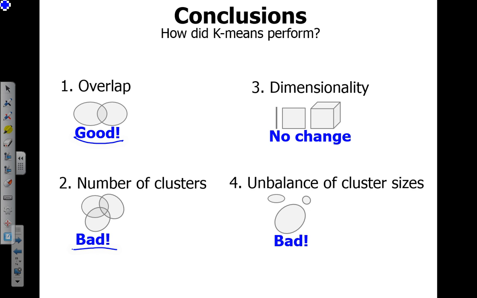Third, dimensions. Okay, a little bit simplified conclusion here: no change. But increasing dimensions usually removes overlap. So in that case, increasing dimensions actually might be bad, so be careful with this conclusion here. And for unbalance of cluster sizes, yes, it's bad. Okay, that's a simplified conclusion.